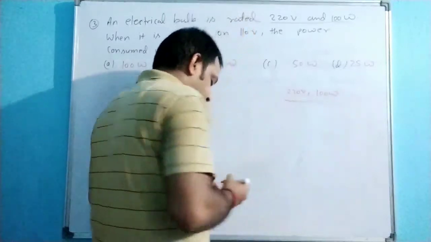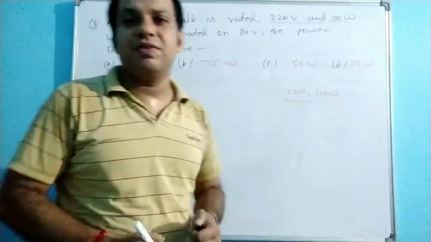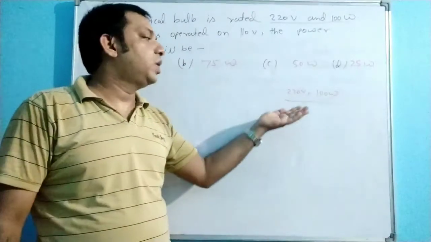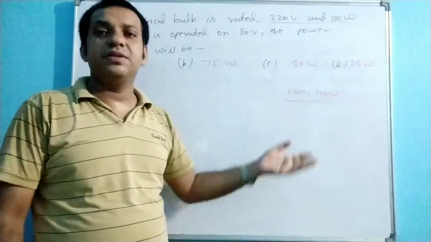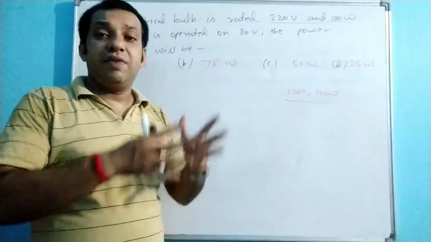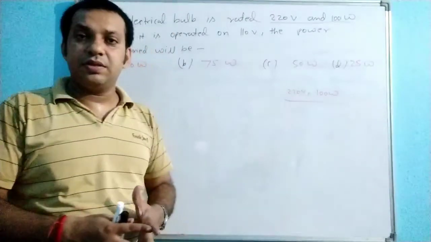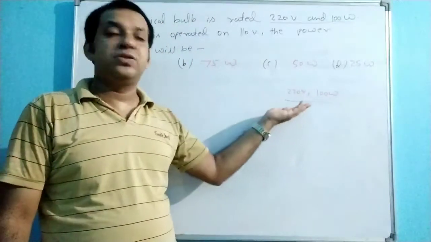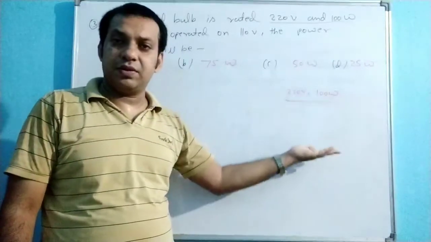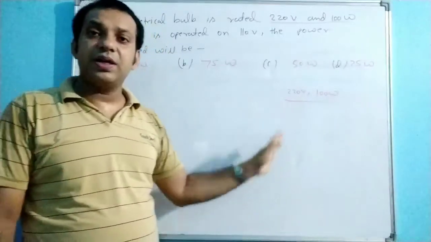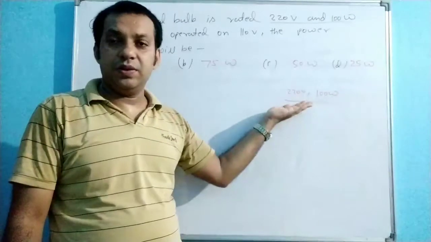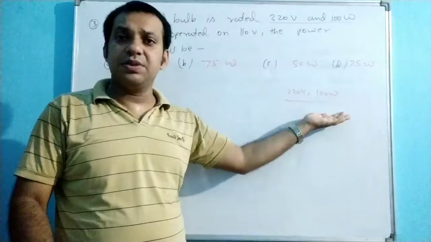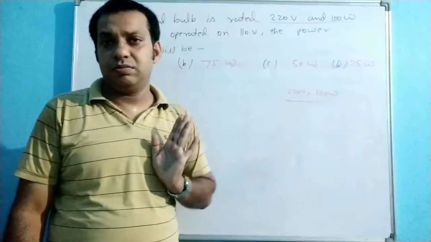So first, this rating indicates the bulb is designed to operate at 220 volt. That means the permissible voltage that should be connected to this particular bulb is 220 volt. This is designed for 220 volt. And if you connect this bulb to 220 volt, then the power consumption, the energy consumption in unit time, is 100 watt.